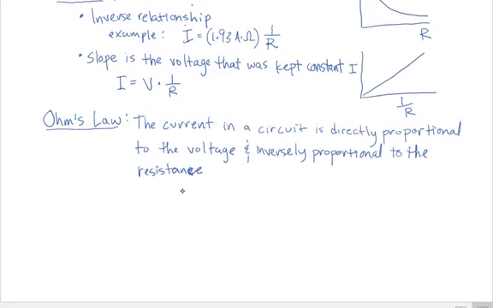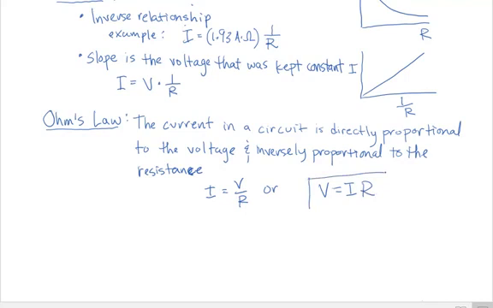So mathematically, that's saying that I is equal to V over R, which is just what we had up here, just combined together algebraically. V times 1 over R is the same thing as V over R. Or more commonly, we put it into the form of V equals IR because that's easier to deal with mathematically.